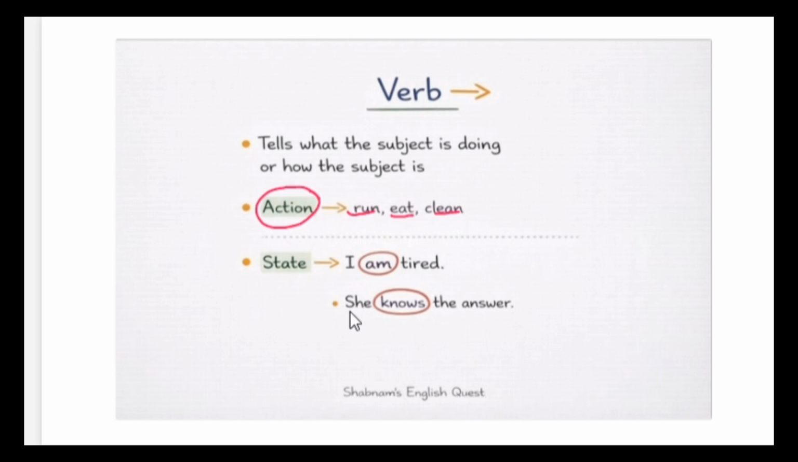Let's take one more example. She knows the answer. Knowing here is not an action that you can see, but it is still a verb. So just remember, a verb tells us what the subject is doing or how the subject is.